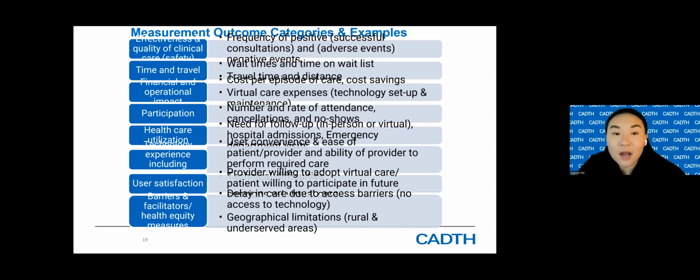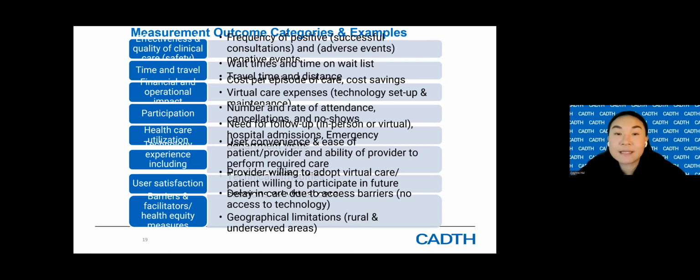So this slide I put together summarizes the recommended outcomes from all the documents and they are categorized based on similar factors and associated examples. The first measurement outcome category is effectiveness and quality of clinical care, including safety. Some examples of these measures would be to assess the frequency of positive and negative events. Positive events being those such as successful consultations, and negative events being those such as adverse events.